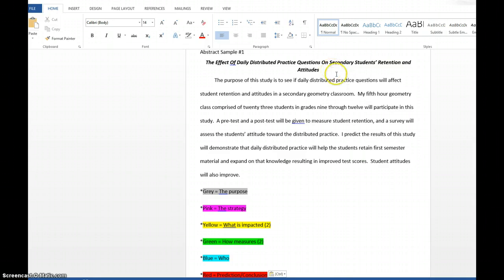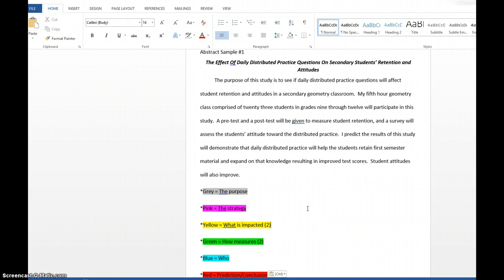Now, what we're going to do is we're going to read this abstract, and then we're going to go down here and we're going to highlight the following parts of the abstract, these colors, because I want you to know what goes into a great abstract. So when you write your own, you can have these same features as well.